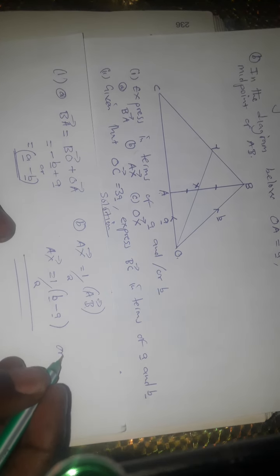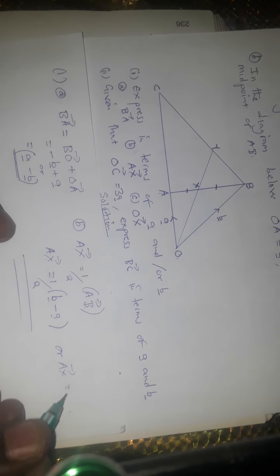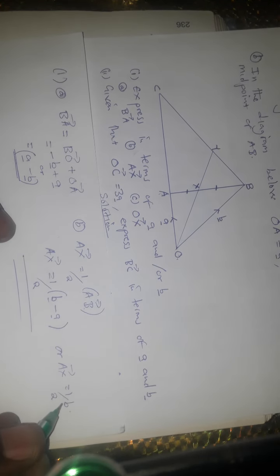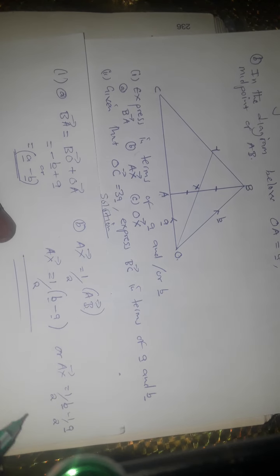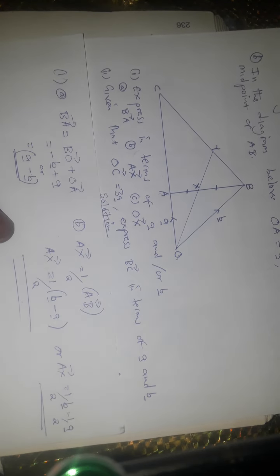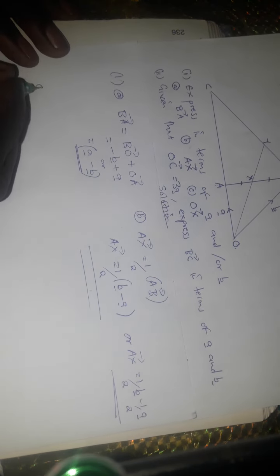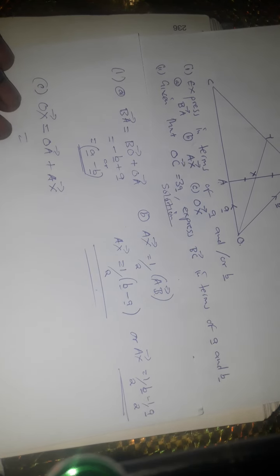If we want, we can expand and say our AX will be equal to 1 over 2 B minus 1 over 2 vector A. This and that are just the same. We can quickly go to part C. Part C, we are being asked to find the vector OX. So our OX can be gotten by simply adding the vectors OA plus AX.